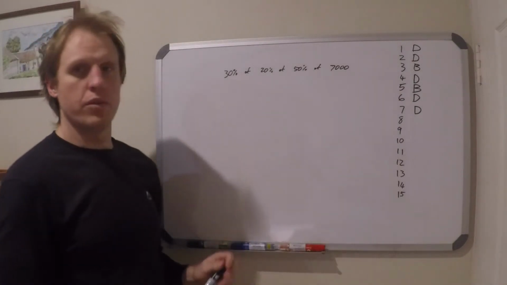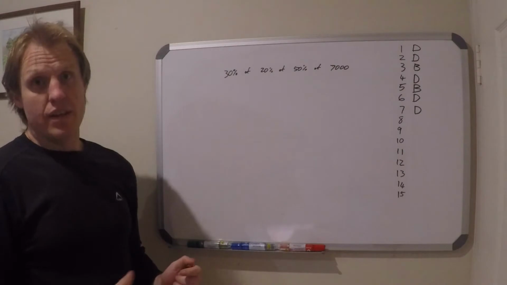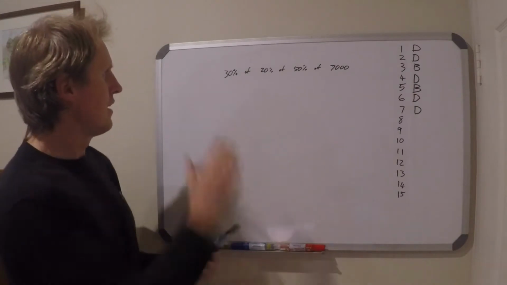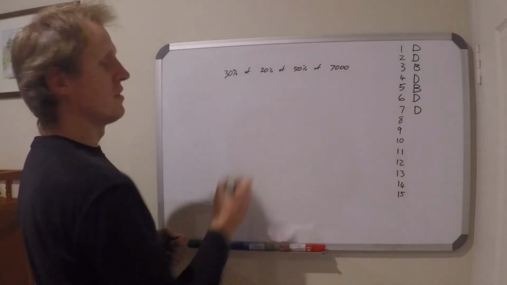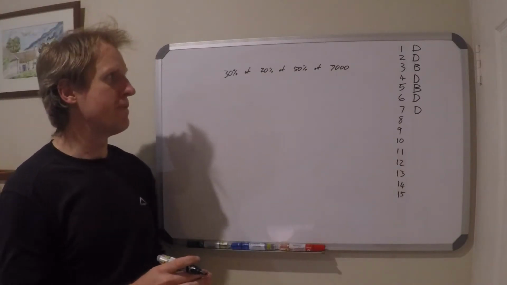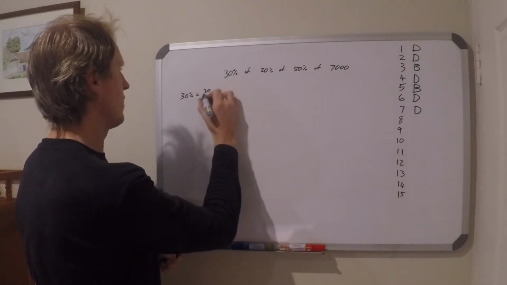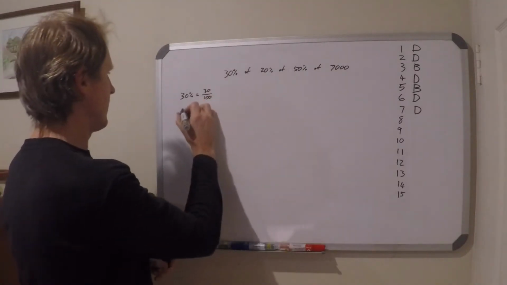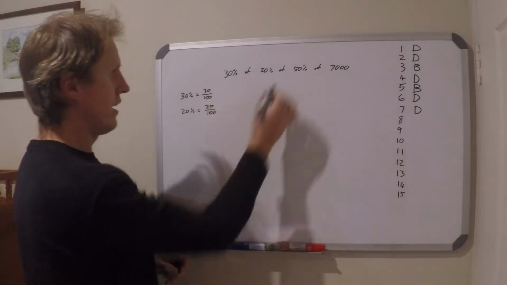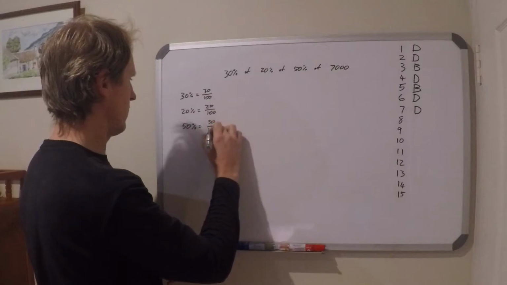When they talk about the word "of", they mean multiplication. So if you say 50% of 2, you want to multiply half. 50% is half, half of 2 is 1, and that makes sense. And it applies to this as well. So all of these "of"s we need to replace by multiplications, and then our percentages mean it's a fraction of 100. So 30% is actually equal to 30 over 100. 20% is equal to 20 over 100, and 50% is equal to 50 over 100.